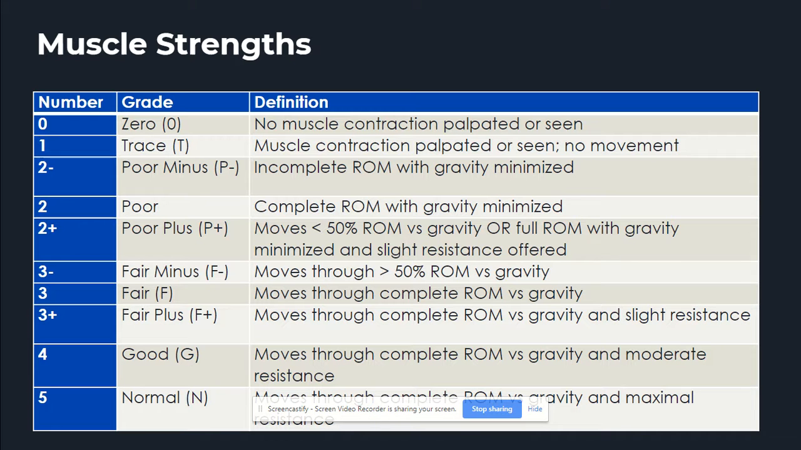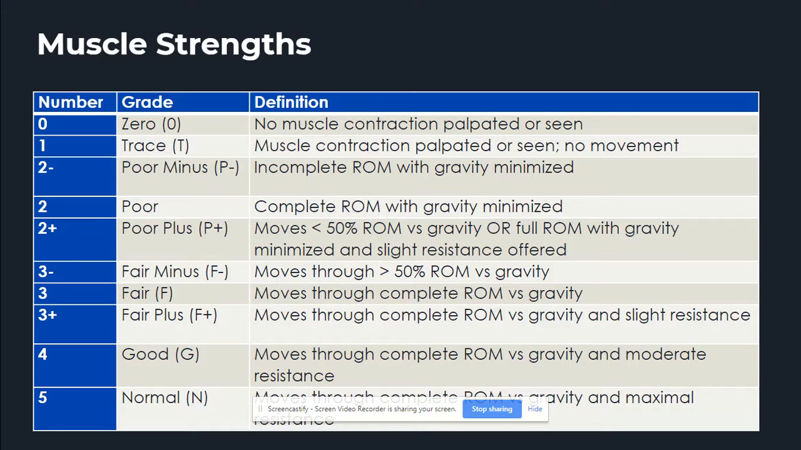Here we have listed out muscle strength. So we have them by number, by grade, and also by definition. Now, what might be normal to you, or number 5 for a 22-year-old student, might not be normal for a 75-year-old person. So you have to keep that in mind.